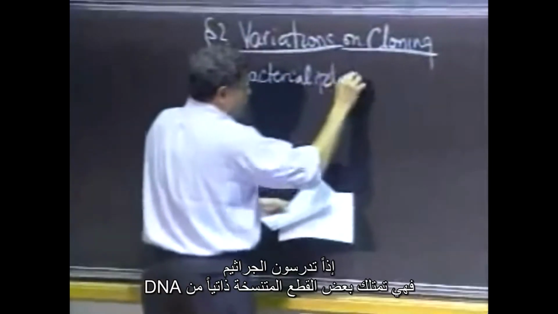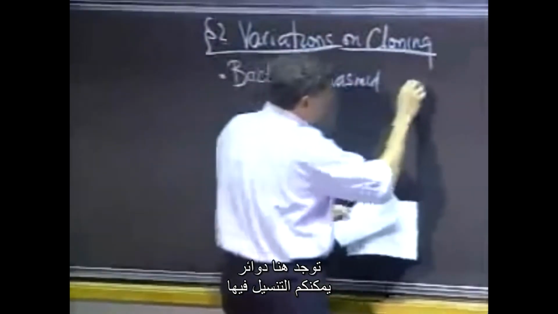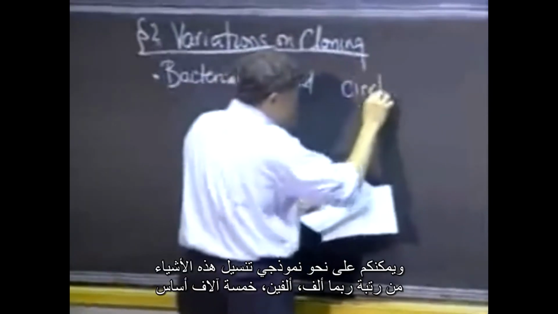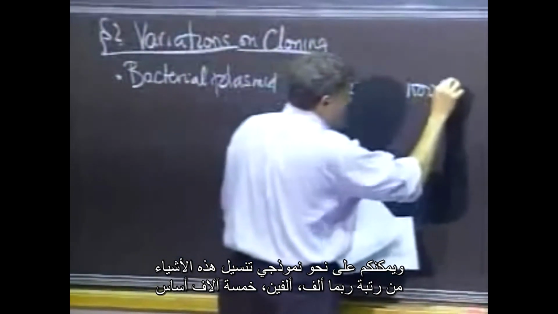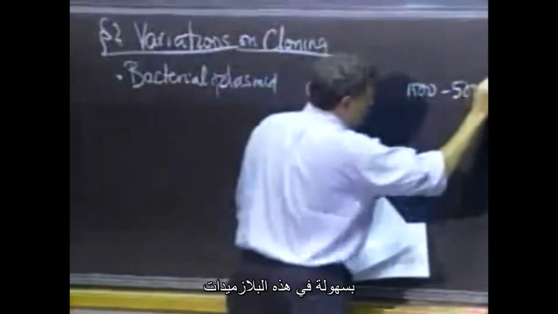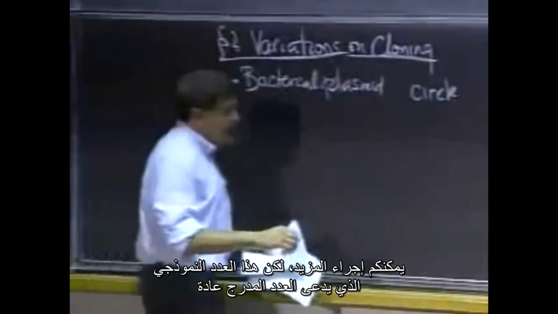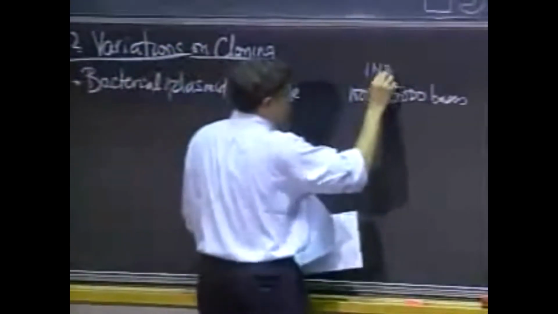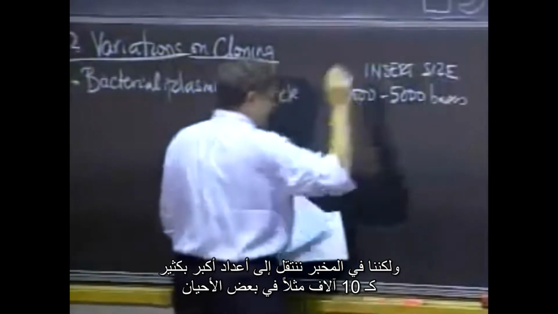So you go to a bacteria, they have some autonomously replicated pieces of DNA. They're circles, you can clone in them, and these things are typically on the order of 1,000 to 2,000 to 5,000 bases that can be readily cloned in these plasmids. You can do more, but that's a typical insert size. But in the lab we go up to much higher numbers, like 10,000 sometimes.